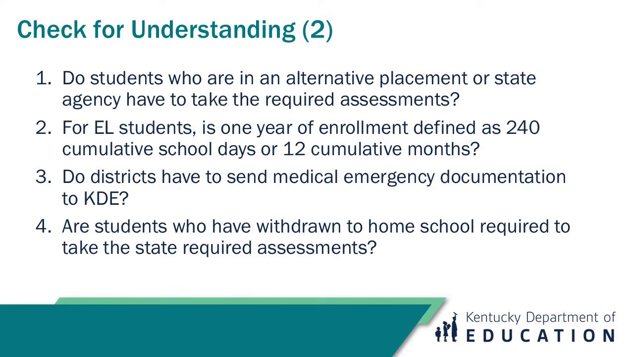Number 1, do students who are in an alternative placement or state agency have to take the required assessments? The answer is yes. Students in alternative placements and state agency students have to take required assessments. This can be found on pages 23 and 24 of the regulation. Number 2, for EL students, is 1 year of enrollment defined as 240 cumulative school days or 12 cumulative months? The answer is yes. 1 year of enrollment is 240 cumulative school days or 12 cumulative months, found on page 15.